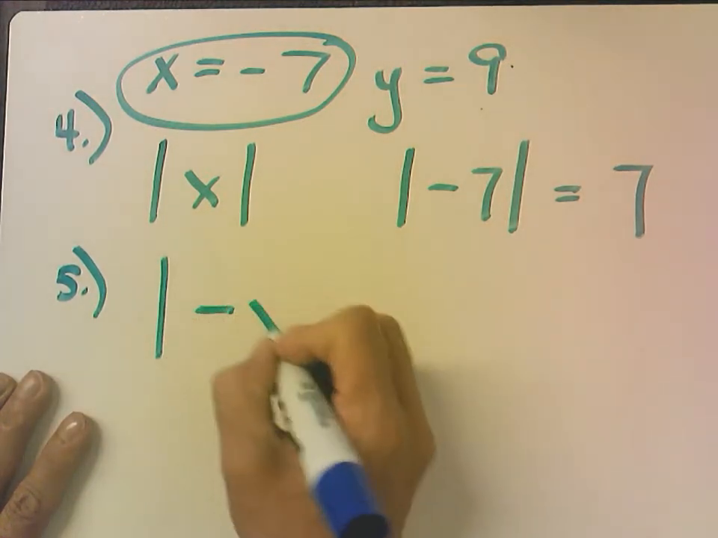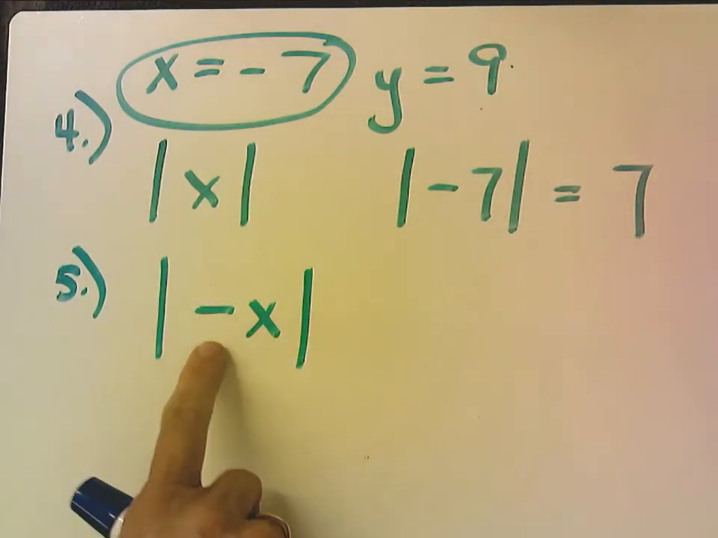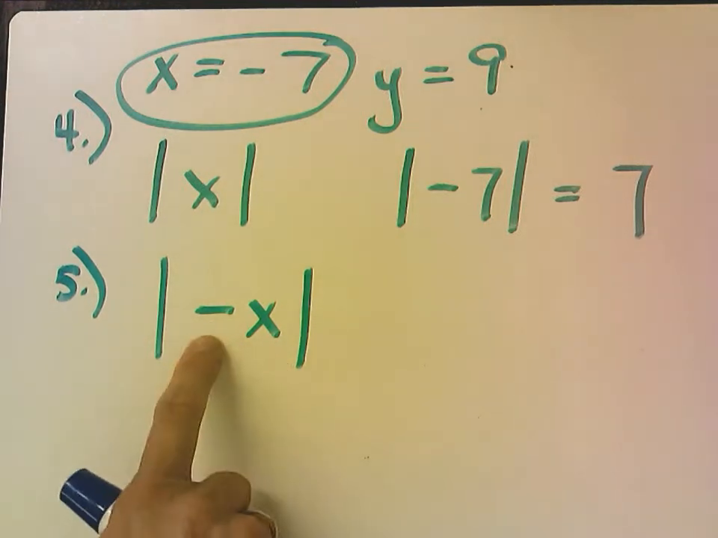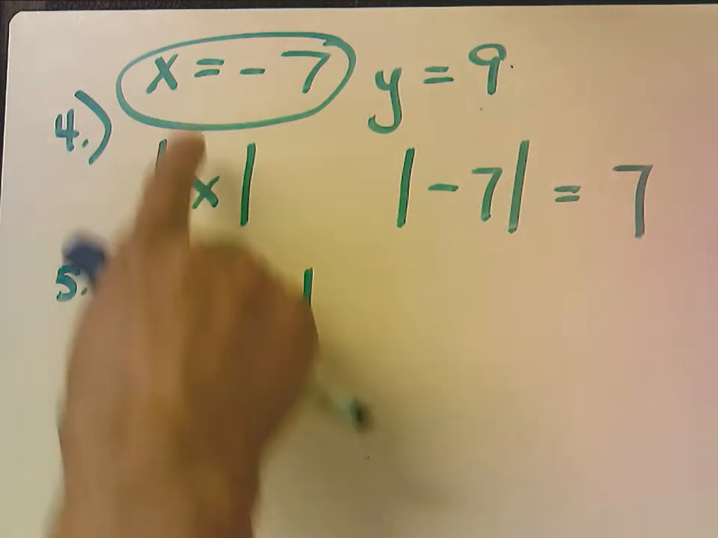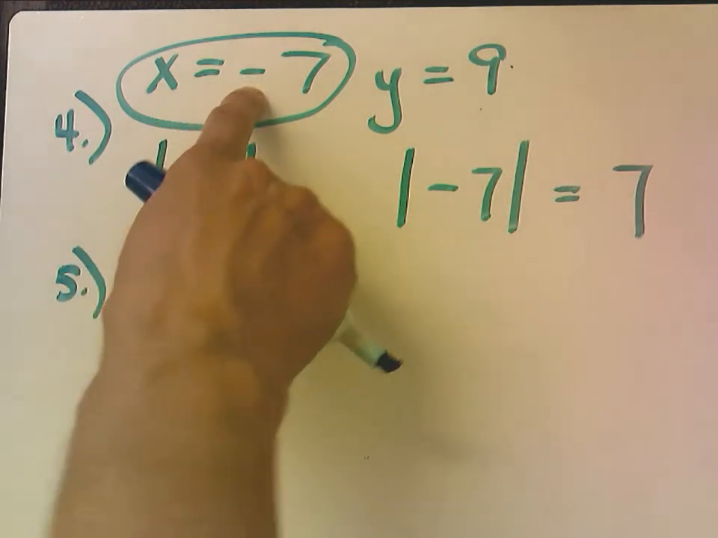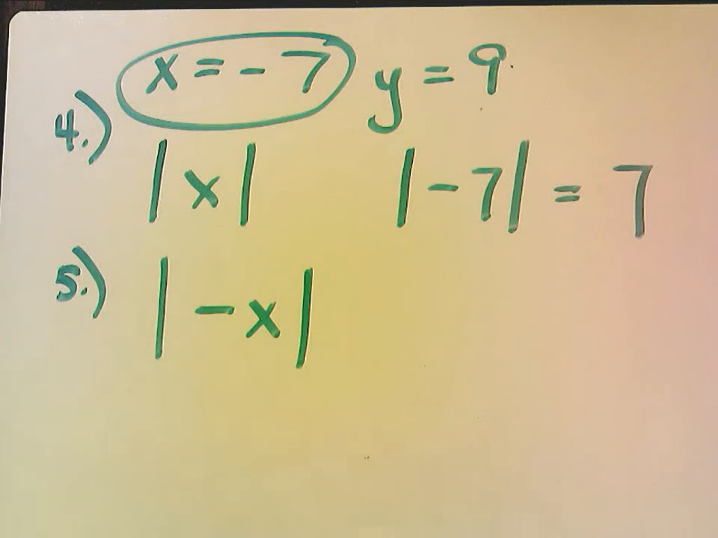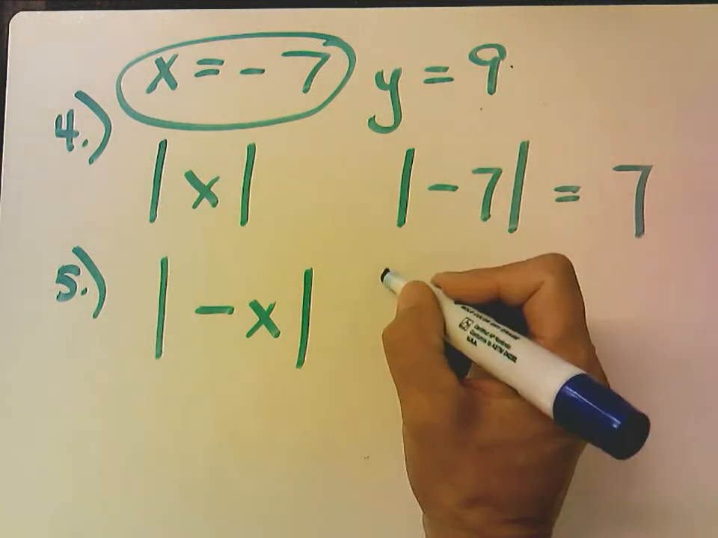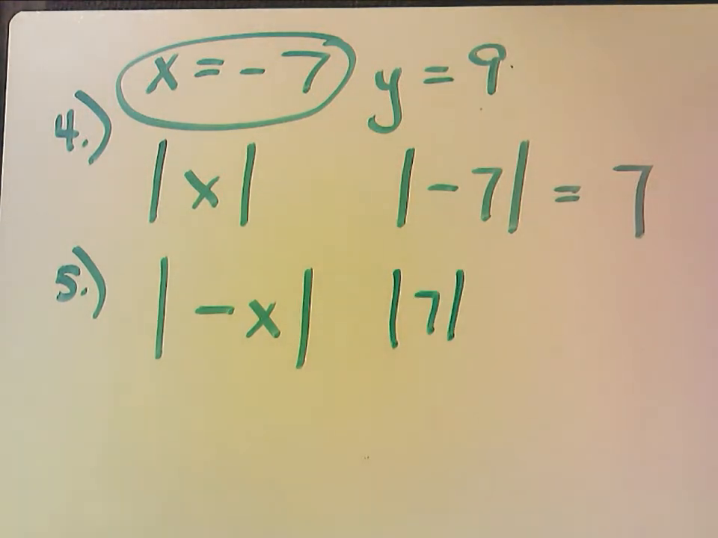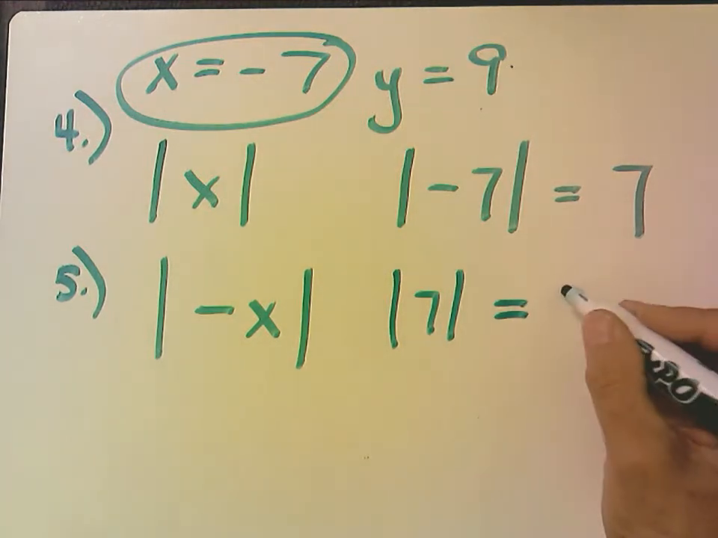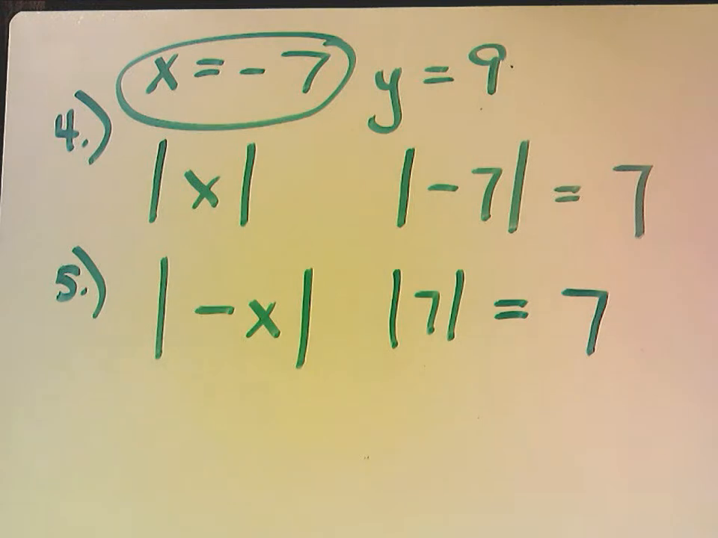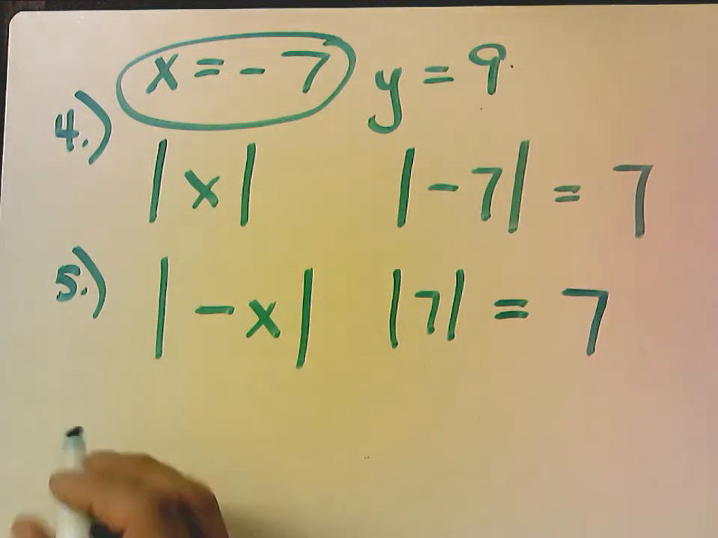Now, they want to know the absolute value of the opposite of x. Negative x means the opposite of x. So, if x is negative 7, what's the opposite of negative 7? And the opposite of negative 7 is positive 7. But the absolute value of 7 is still 7, because both 7 and negative 7 are 7 away from 0.